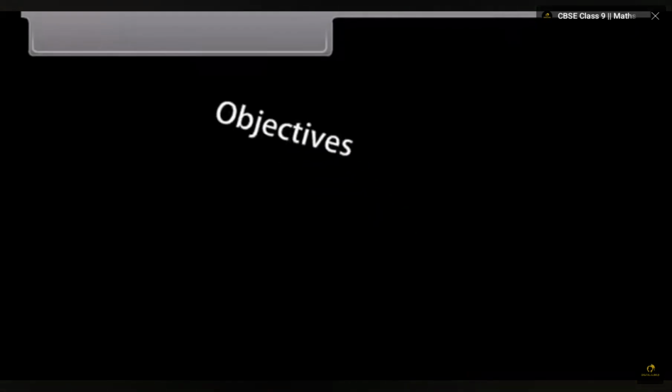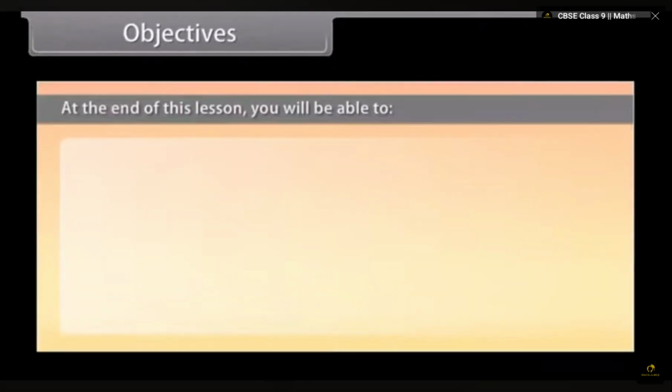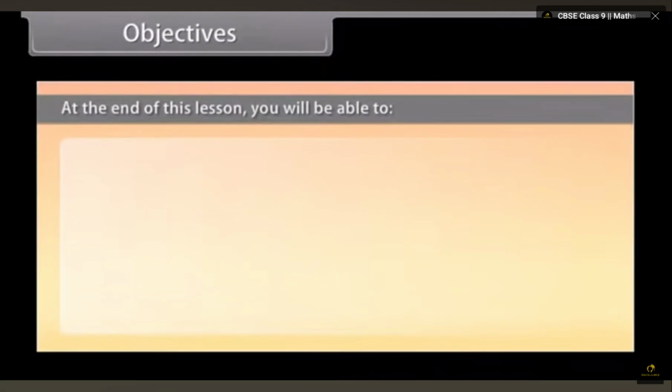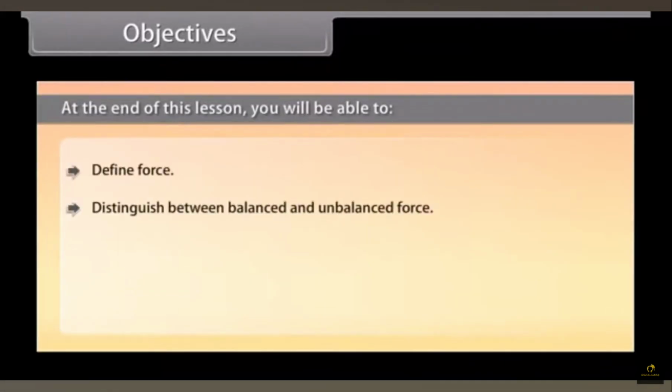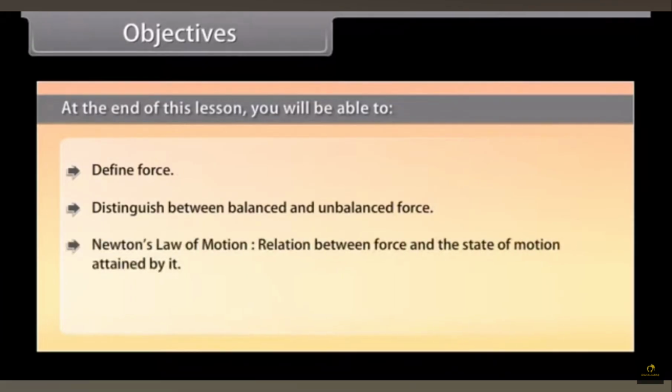Objectives. At the end of this lesson, you'll be able to define force, distinguish between balanced and unbalanced force, state Newton's laws of motion, understand the relation between force and the state of motion attained by it, and understand the conservation of momentum.